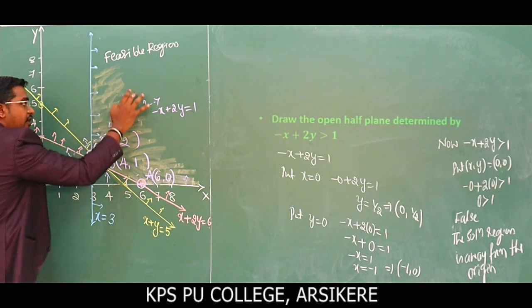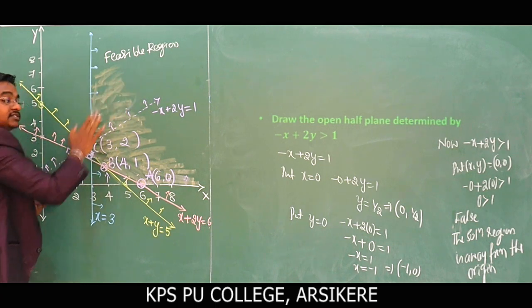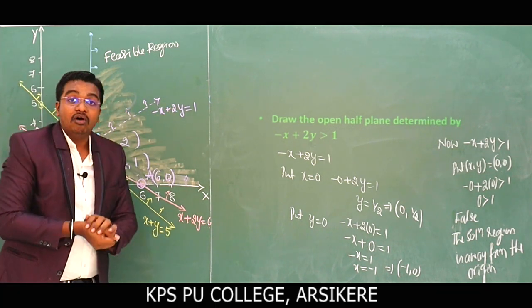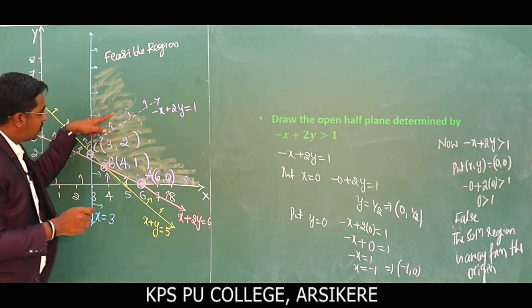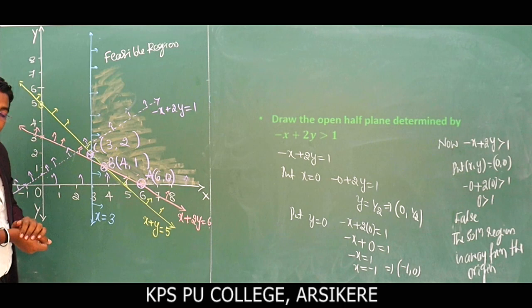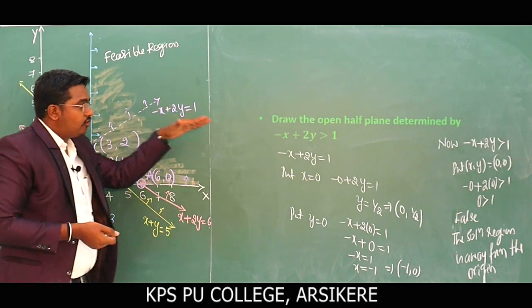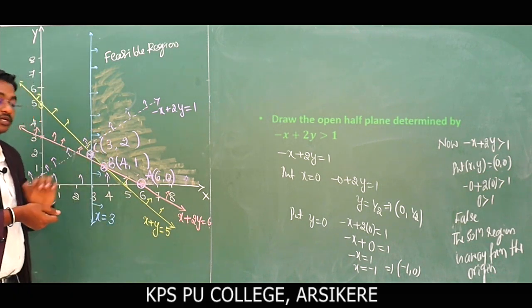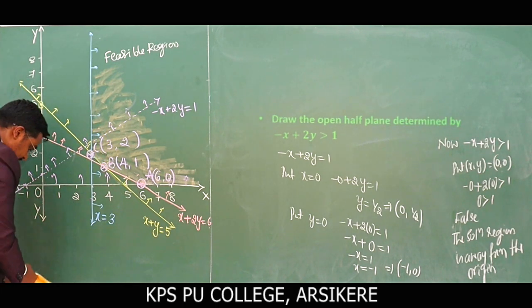So these points that we obtained here are common to both the feasible region as well as the open half plane. Clear? It is common to both. Hence, z is not bounded, so there is no maximum value of the objective function.